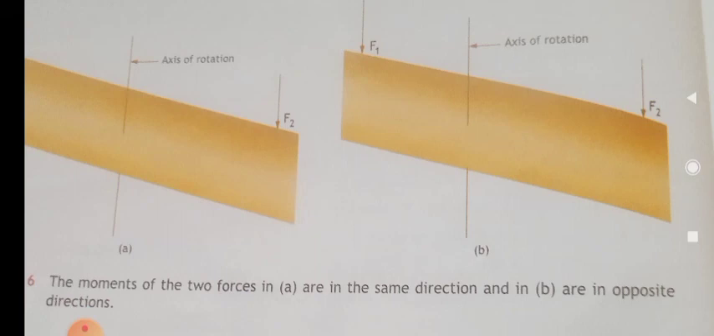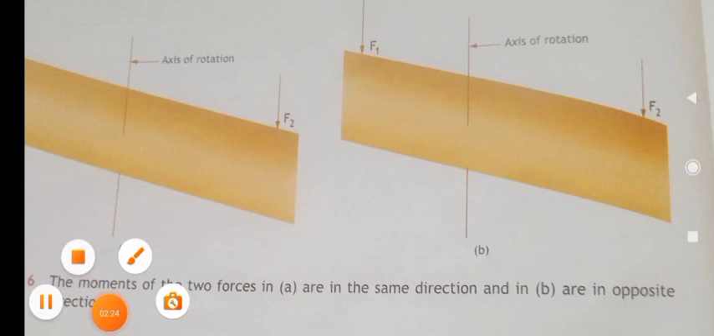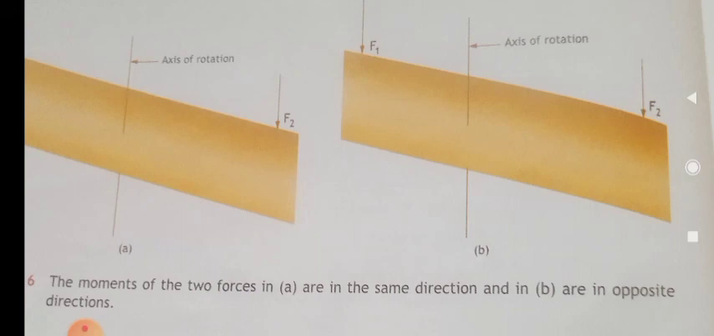So when a body is said to be in rotational equilibrium, we have seen clockwise moment and anti-clockwise moment. If the force makes the body rotate clockwise, the moment is called clockwise moment. If it makes the body rotate in anti-clockwise direction, we call it anti-clockwise moment. And if it is anti-clockwise moment, it is a positive quantity, and if it is a clockwise moment, it is a negative quantity. Just now we have seen, isn't it?